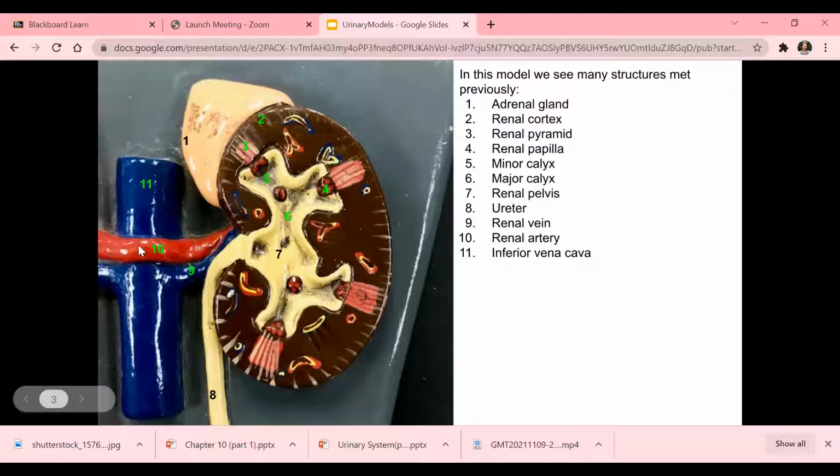You have number 10 here, which is the renal artery, which come to the kidney through the hilum, and the renal vein, which go out of the hilum and merge with inferior vena cava. And number 1 is the adrenal gland.